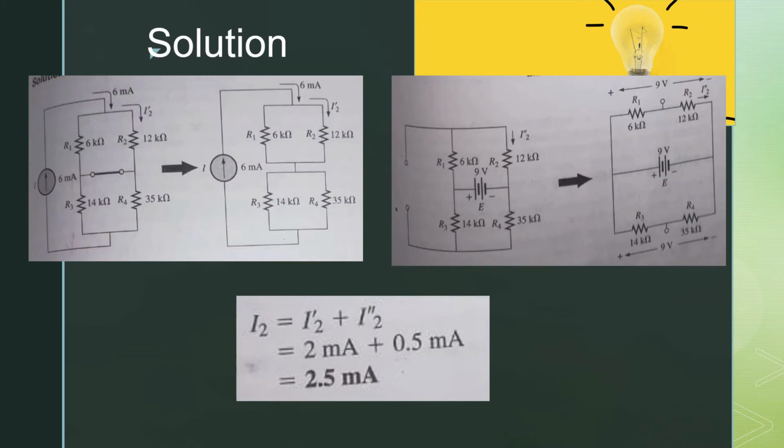Now from both figures, you will see that I2 prime is flowing in the downward direction. Similarly, I2 double prime is also flowing in the downward direction. The direction of the current is the same. So the total current I2 is equal to I2 prime plus I2 double prime. When you substitute the values, 2 milliampere is the value of I2 prime and 0.5 milliampere is the value of I2 double prime, we will get the total current flowing through that resistor, which is equal to 2.5 milliampere, which is our required result.